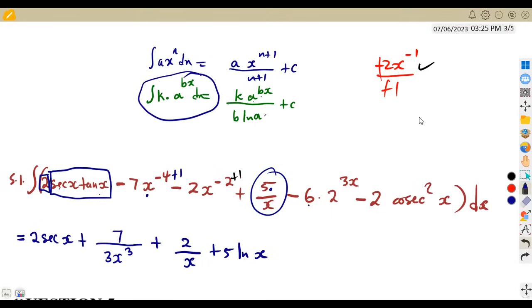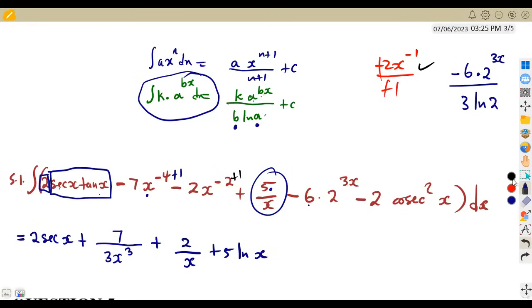So we are going to obtain minus 6 times 2 to the exponent of 3x over, now this is over b ln a. So our b here is 3. This is our b. So it is going to be 3 ln of a. Our a is the base, which is a base of 2. So it is going to be 3 ln 2. We're supposed to leave our answer like this, which is fine.